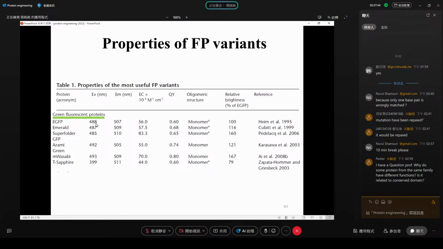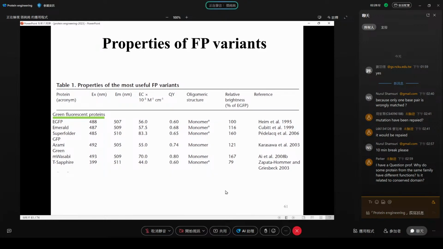That will not damage your cell, will be much better. And then their quantity or relative brightness compared with the original version will even become better. Like a superfolder GFP will reach 160 brighter compared with the EGFP. So that's a very important improvement. They already summarized that in this paper.